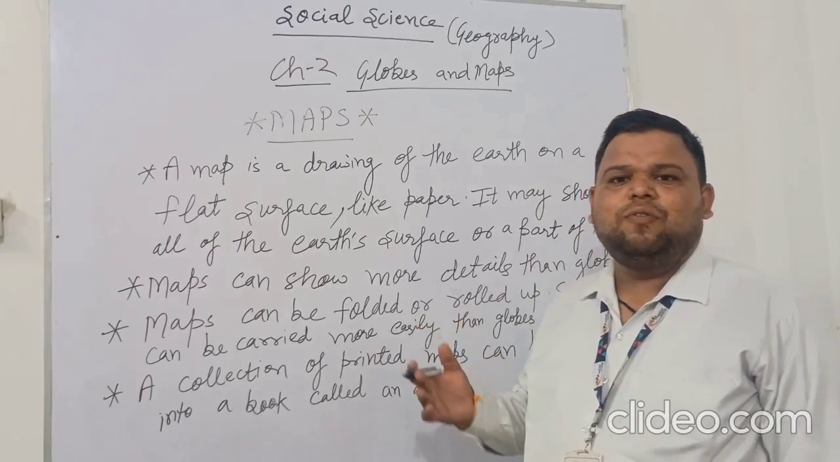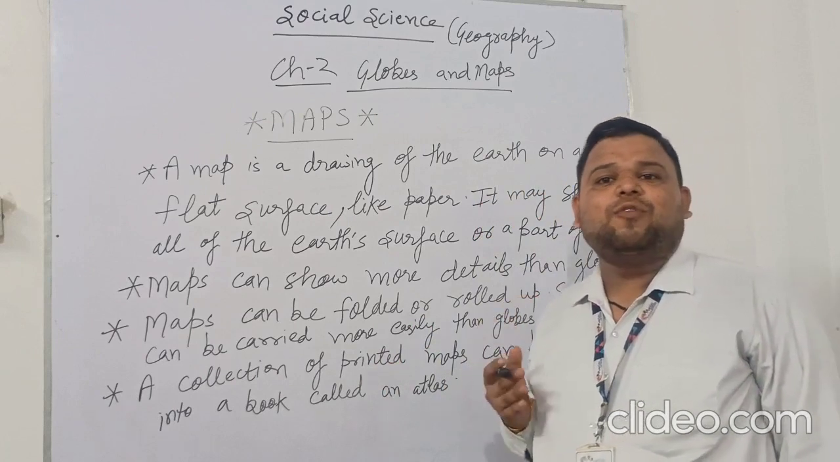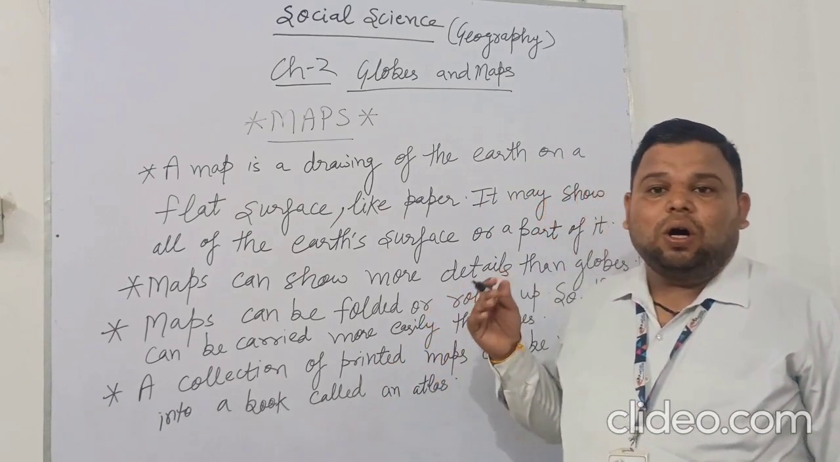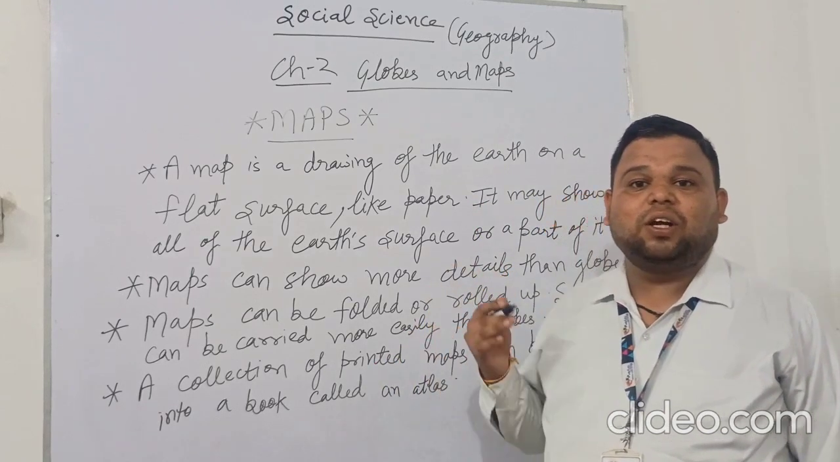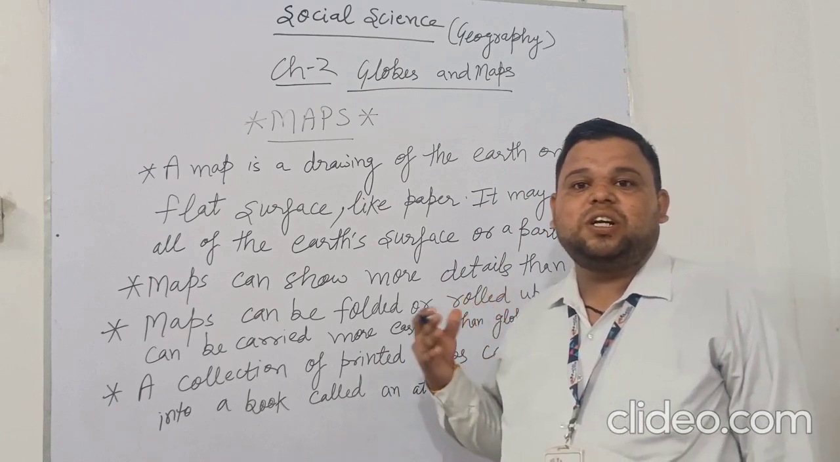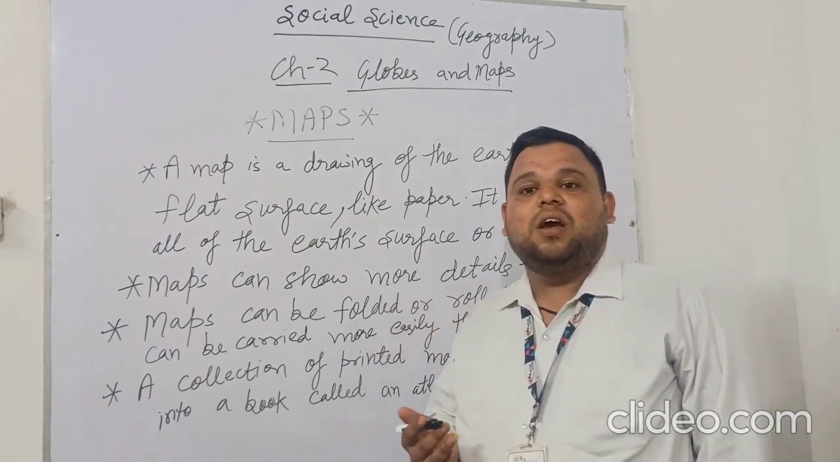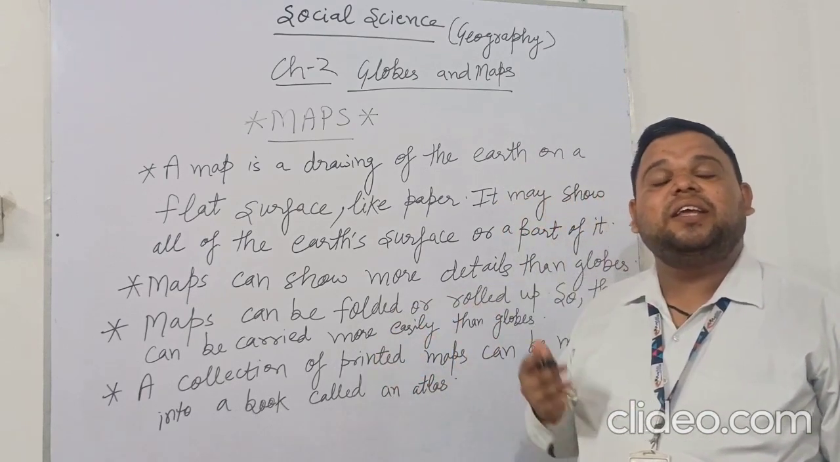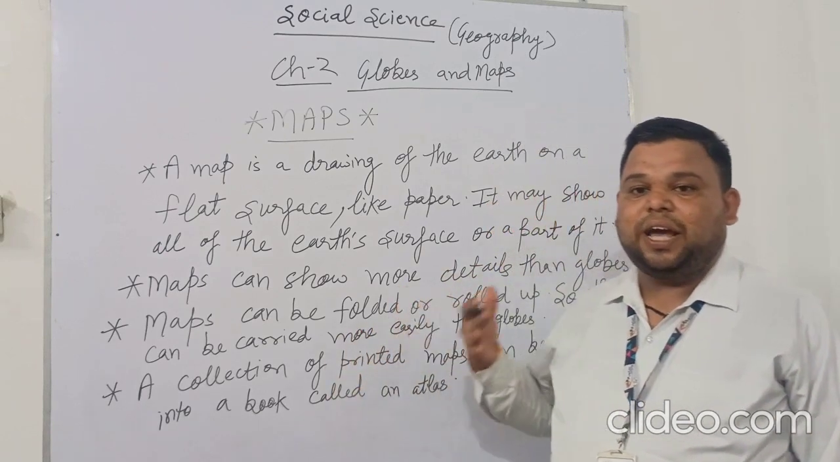Now, maps are drawn from aerial photographs of the earth, but unlike aerial photographs, maps only show some information. Maps are more useful than globes because they allow us to study a specific part of the earth, such as continents, countries, states, cities or villages, and they give more detailed information. Globes are not as easy to carry around.